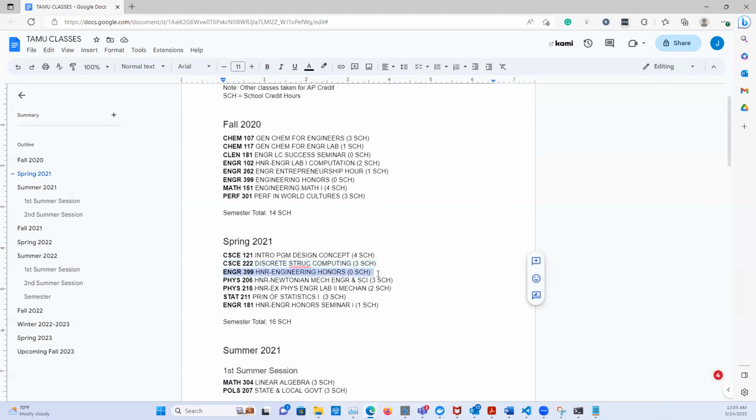So here's the other dorm honors class, because I lived in the Mosher dorms for the first year. I should also add that for ETAM, this class over here, CSCE 222, Discrete Structures for Computing, is considered a math class for ETAM. So I took this instead of Math 152, because I heard that class was a weed-out class.